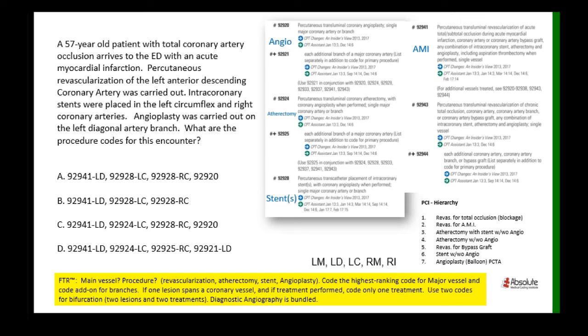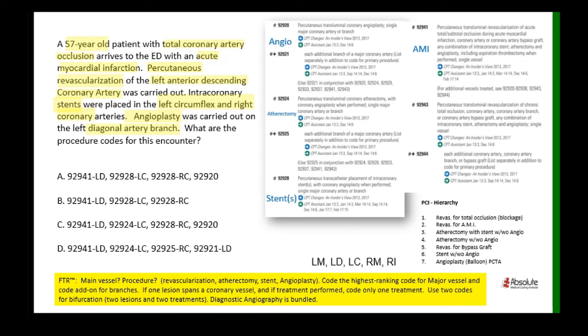All right, first things first, let's highlight our keywords. 57-year-old, total coronary artery occlusion with acute myocardial infarction, had percutaneous revascularization of the left anterior descending coronary artery, and intracoronary stents were placed in the left circumflex and right coronary vessels. Angioplasty was carried out on the left diagonal artery branch. All right, that's a mouthful, so I don't want to get confused, and I certainly don't want to confuse you.